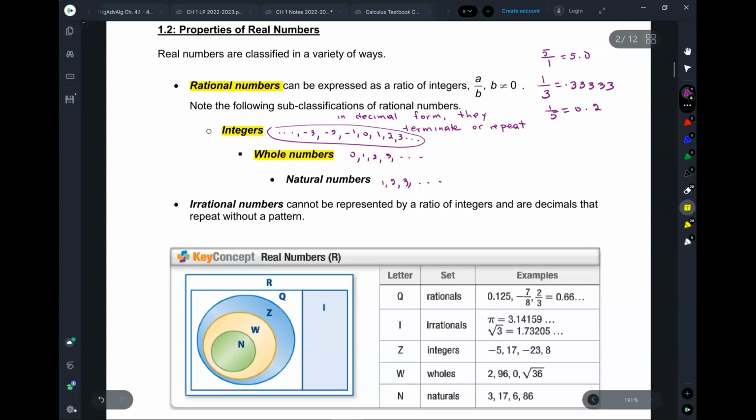So it's basically decimals that repeat without pattern. Okay, these non-ending decimals that they never end. This is an irrational number because there is no rhyme or reason here and it never ends. Okay, so the most famous irrational number is pi.